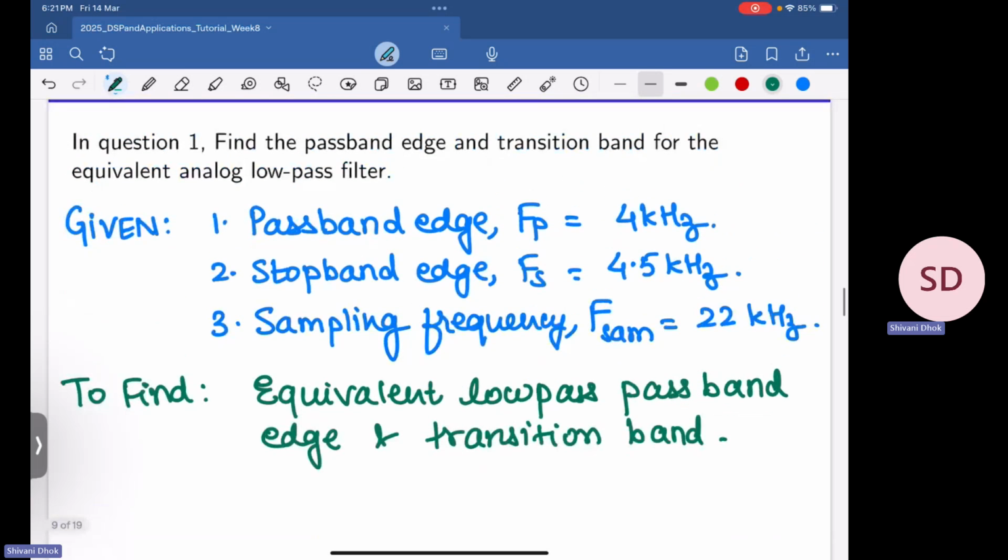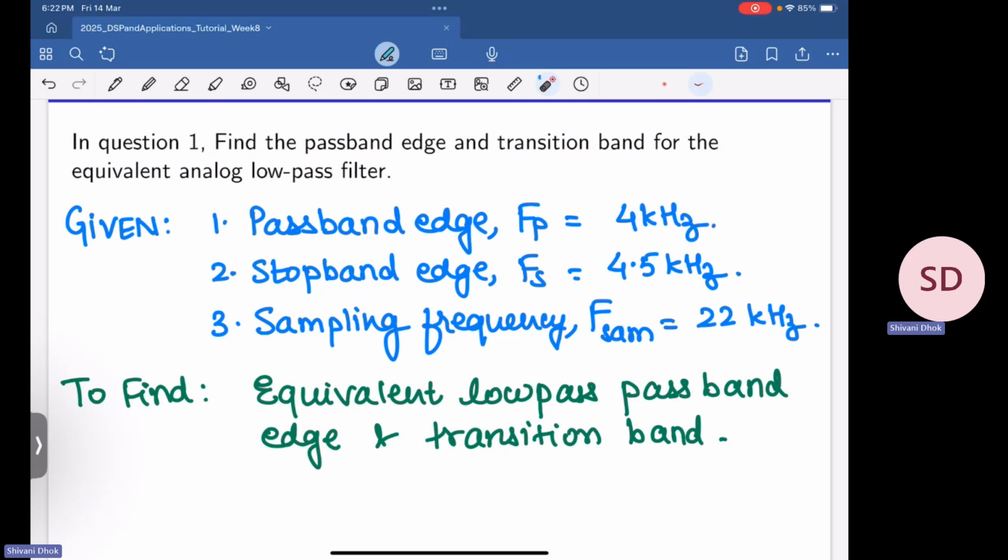Now, why are we saying equivalent low pass? This is already a low pass filter, right? But why are we saying equivalent low pass, and why are we stressing that we need to find these things when we are already given these specifications? One thing to keep in mind: we need to design a digital filter, and initially we are given specifications in the analog domain, and for these given specifications we want a digital filter.